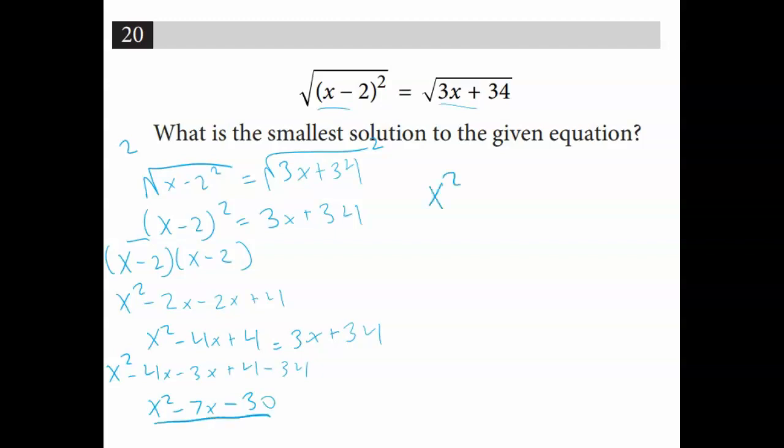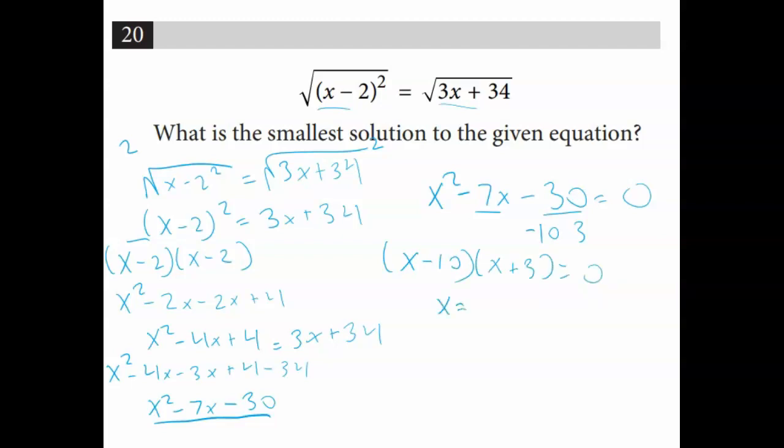So bringing it over here, what multiples of negative 30 added together would equal negative 7? Immediately, I think of 10 and 3, so it's going to be a negative 10 and a positive 3. I'm going to get x minus 10, x plus 3 equals 0, and it's looking for the smallest solution.